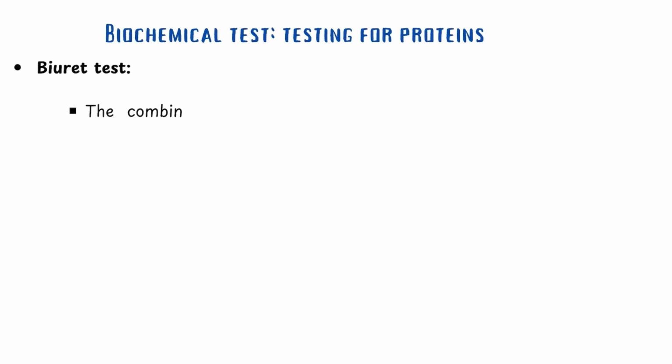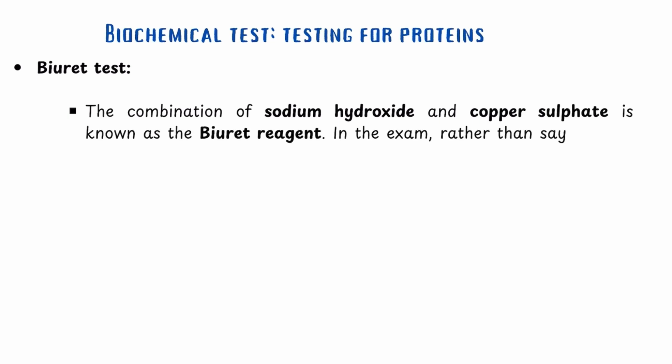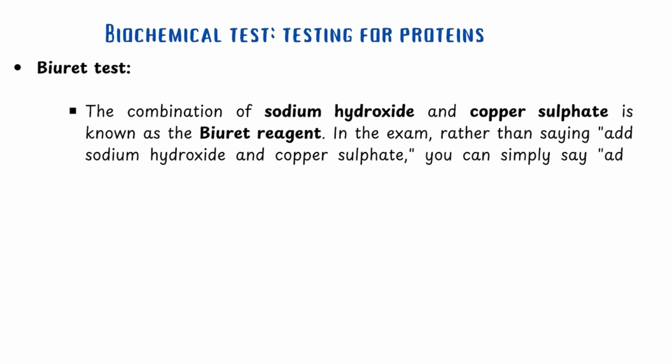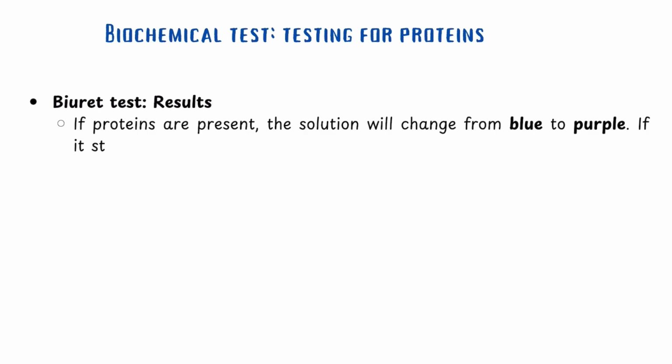The combination of sodium hydroxide and copper sulfate is known as the Biuret reagent. In the exam, rather than saying add sodium hydroxide and copper sulfate, you can simply say add Biuret reagent. If proteins are present, the solution will change from blue to purple. If it stays blue, no proteins are present.